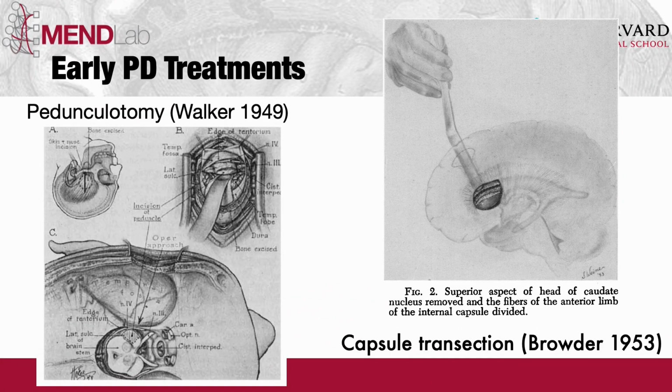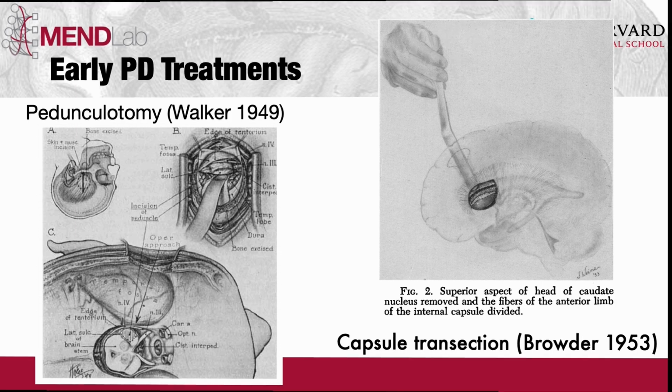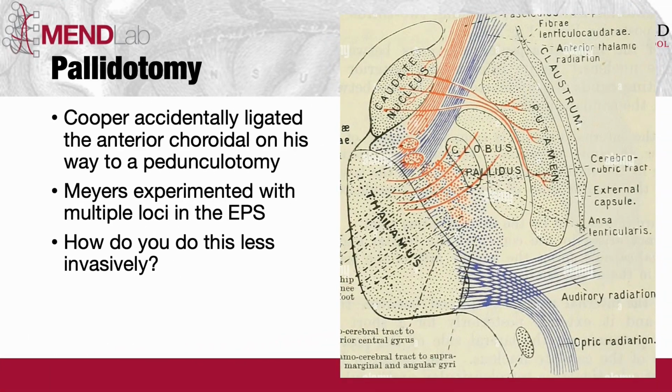Others targeted different parts of the corticospinal tracts, like Walker targeting the cerebral peduncles with a pedunculotomy in the 40s, or Browder targeting the internal capsule with a capsule transection in the 50s. Cooper serendipitously discovered the role of the globus pallidus, or the extrapyramidal system, the EPS, when he accidentally ligated the anterior choroidal artery, which was a great treatment for Parkinson's if you can really restrict that lesion to the globus pallidus. So the question really became, how can you do this select targeting less invasively?